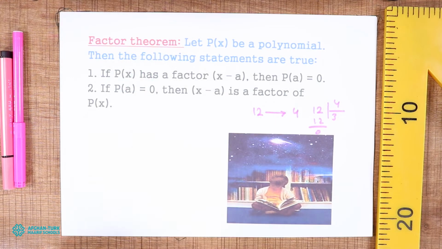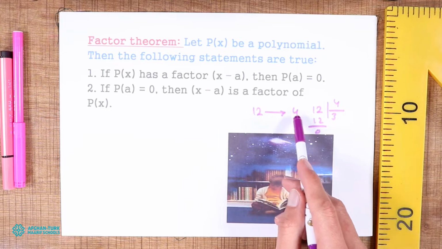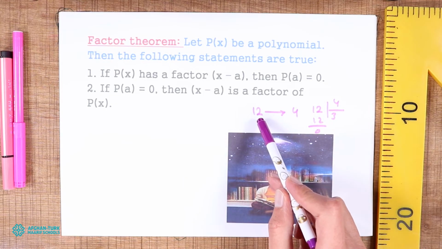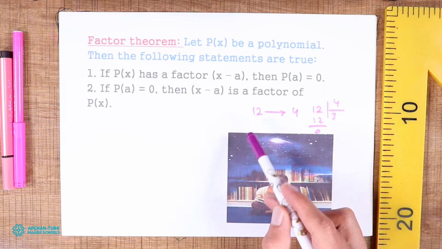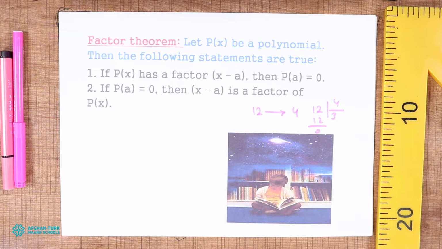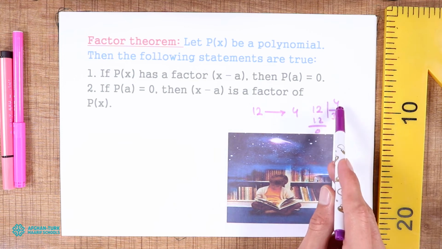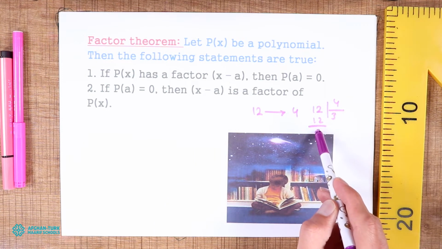In factor theorem, what is a factor first? Do you remember what is a factor? Yeah, a factor is a number which can completely divide the given number. For example, in here, look at here, 12 and 4. 12 has many factors, but 4 is one of the factors of 12. How do we know that 4 is a factor of 12? Yeah, when you divide 12 by 4, the remainder will be 0.